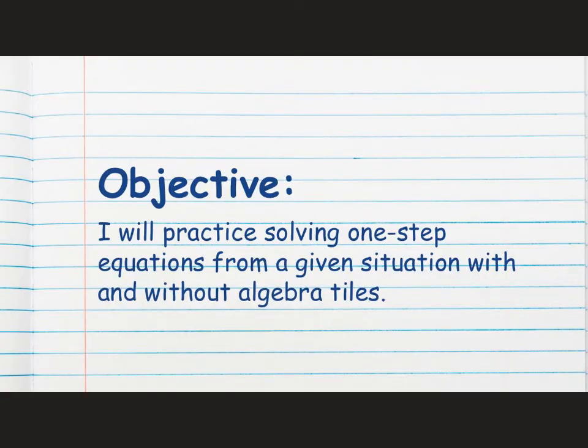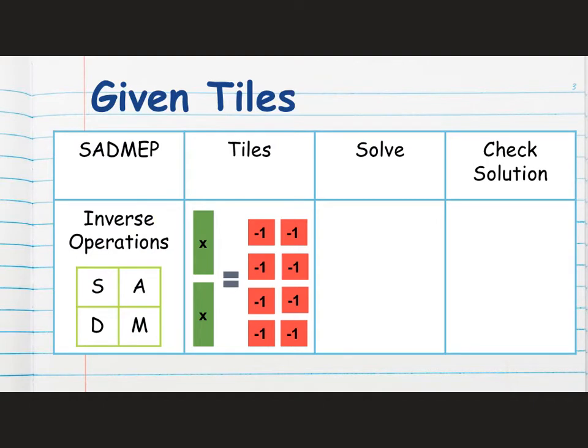So you can practice solving them given a situation or with and without algebra tiles. Let's go ahead and look at our first problem. So if you look here, we have 2x is equal to -8.